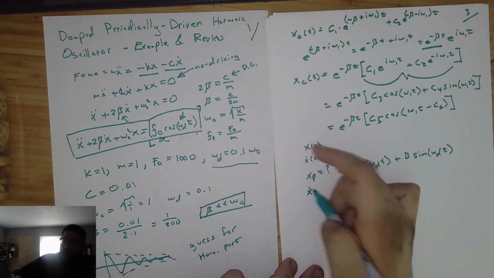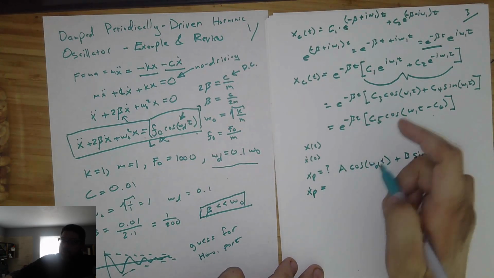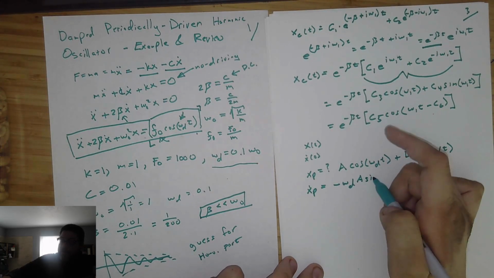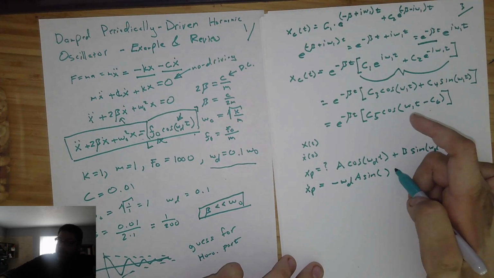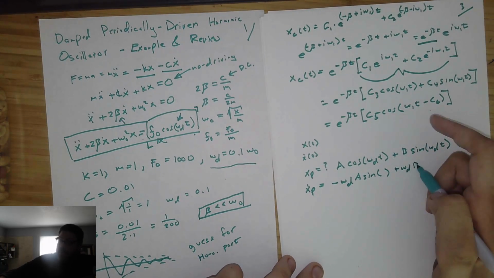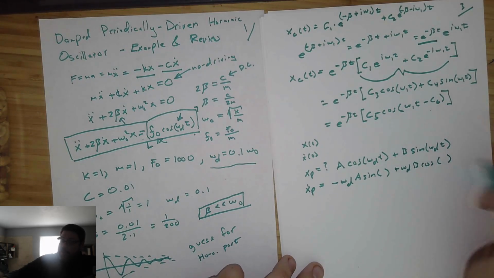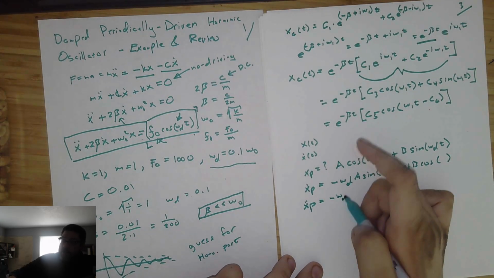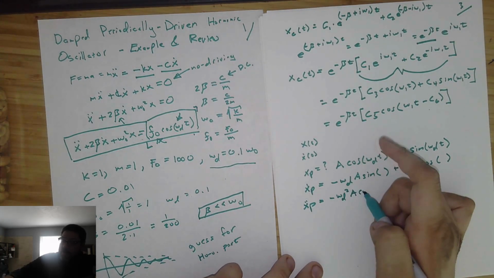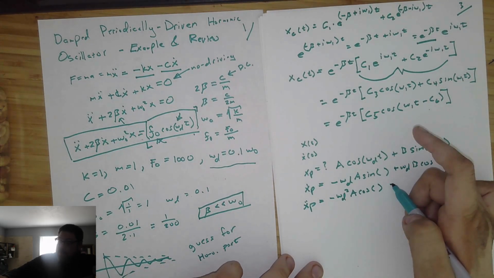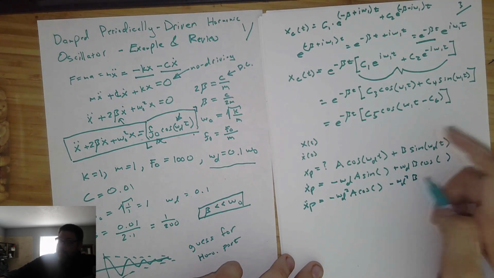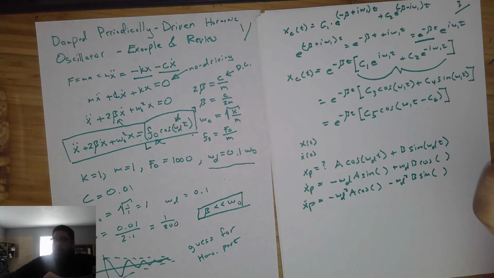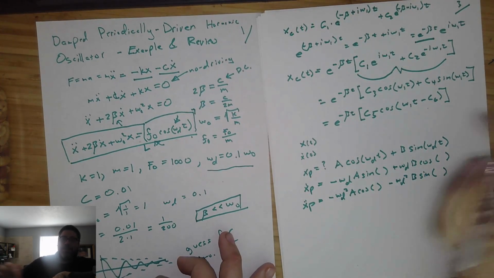So what's x dot? Well, the derivative of this is going to be minus omega d a sine of omega d t plus omega d b cosine of omega d t. x double dot is going to be minus omega d squared a cosine of this thing minus omega d squared b sine of this thing. Okay, now plug that back into this original equation here.